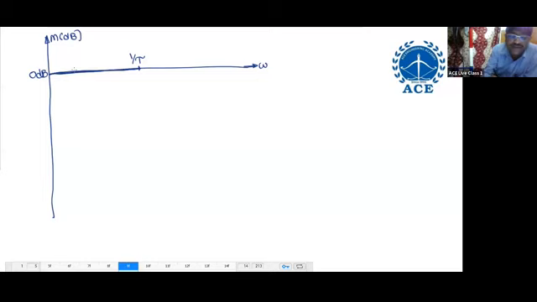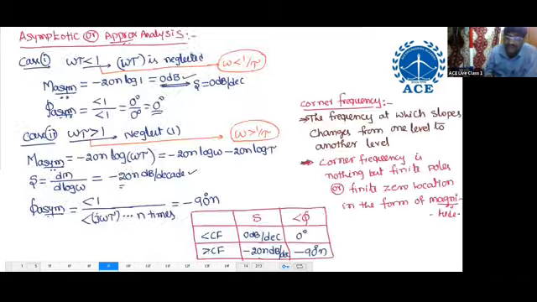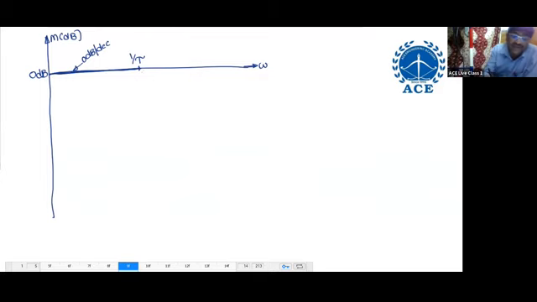0 dB per decade means a horizontal line. Okay? Next, after 1 by tau, above the corner frequency, what is the slope? Minus 20n. After 1 by tau, the slope is minus 20n. Draw a line of slope minus 20n. So this is minus 20.